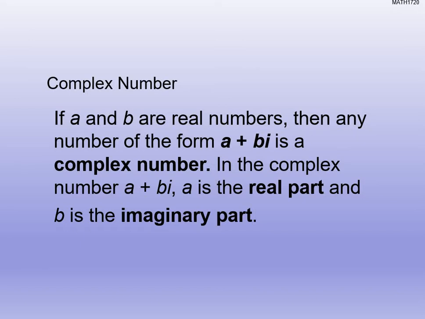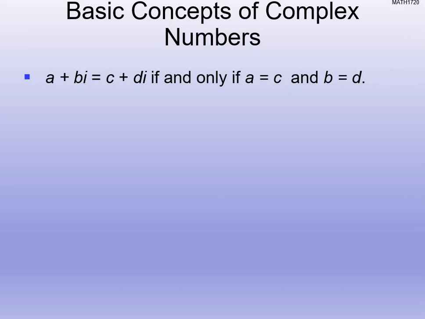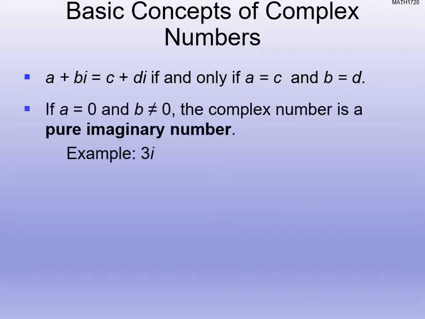Alright, so if a and b are real numbers, any number in the form a plus bi, we consider that a complex number. So a is the real part, b is the imaginary part. Later on, it'll have a polar coordinate, a magnitude, and a direction as well. So basic concepts here: a plus bi equals c plus di if a equals c and b equals d.